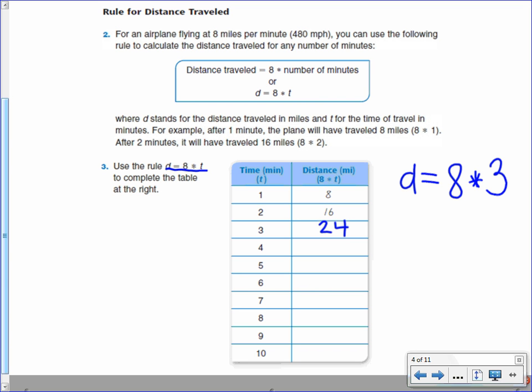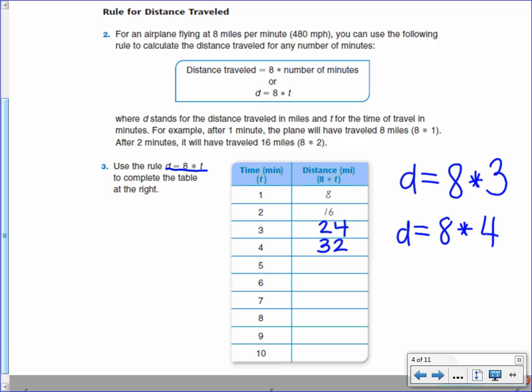Okay, and you can go through and do these for every single one to figure out the distance. So the next one, we don't know the distance. That's what we're trying to figure out. We get the 8 times from our rule. What's our T in this part of the table? 4. So our distance is going to be equal to 8 times 4, which is 32. Because your time is going up by 1.